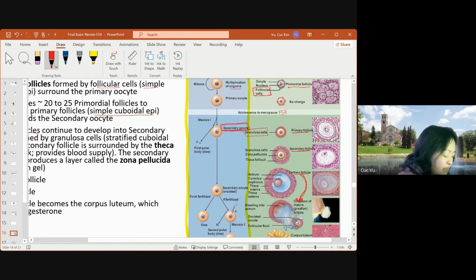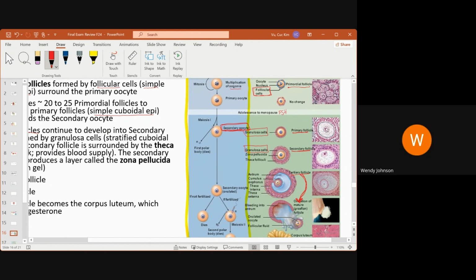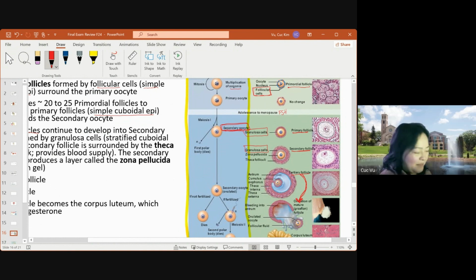Okay. So let's look at the differences. So from the primordial to the primary follicle, we identified the difference, right? From simple squamous epithelium to simple cuboidal epithelium. Can someone tell me the difference between the primary follicle and the secondary follicle? It's still the granulosa cells, but what's the difference between the granulosa cells in the primary versus the secondary follicle? Is it the stratified cuboidal? Yes, ma'am. Absolutely. It's stratified. It's a lot thicker.